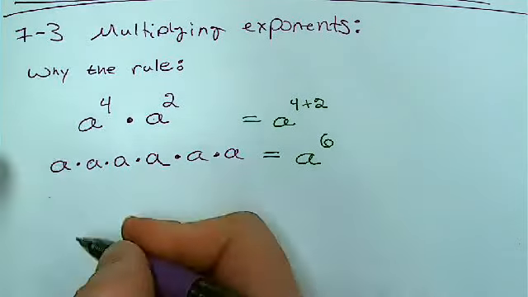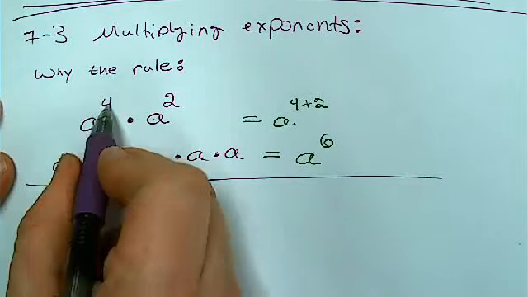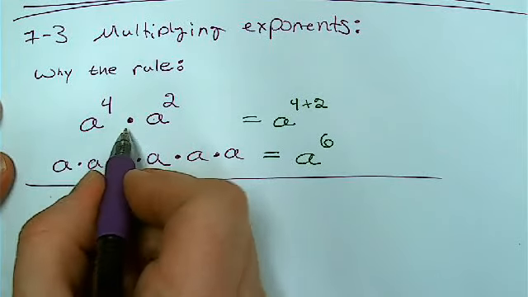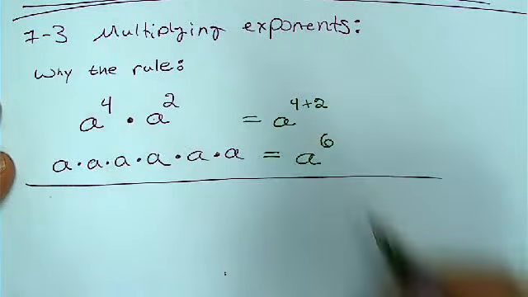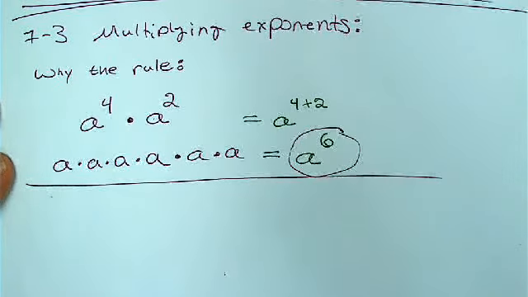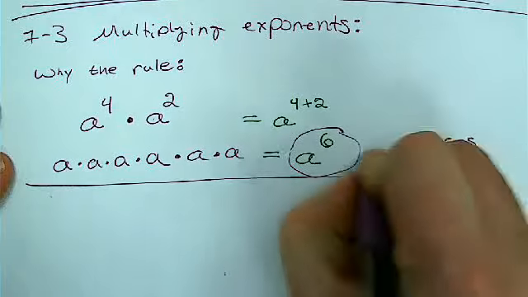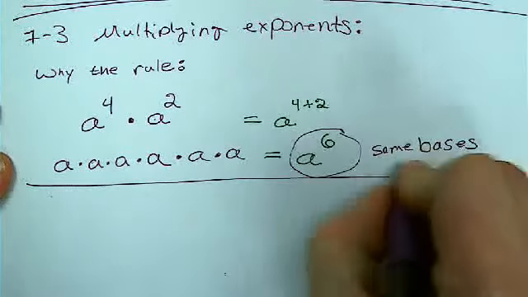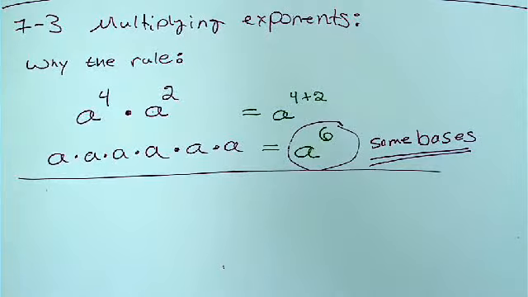Now the rule specifically. Wait, is that the answer? Yeah. If I simplify a to the 4th times a squared, that's going to give me an answer of a to the 6th. You can only simplify it like that. And here is the catch, though. The bases have to be the same. Same bases. If the bases are different, you can't combine them this way. You just have to leave them.